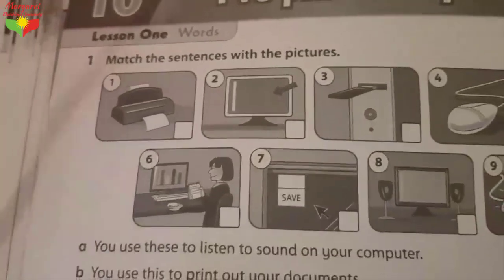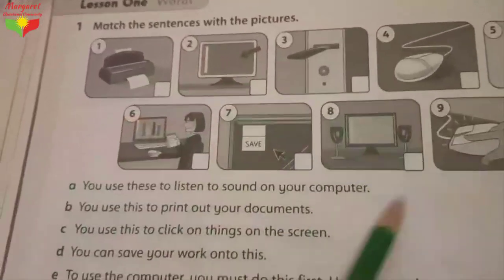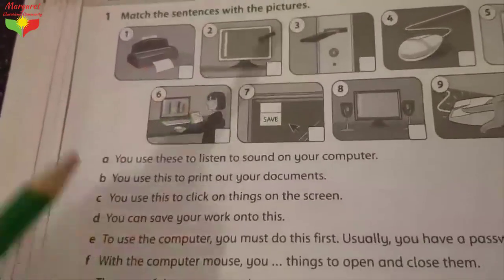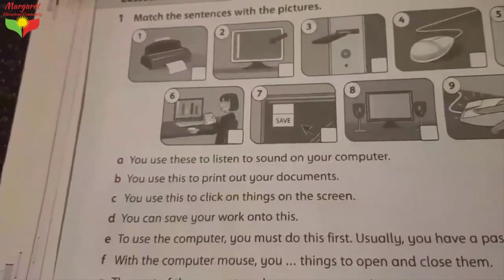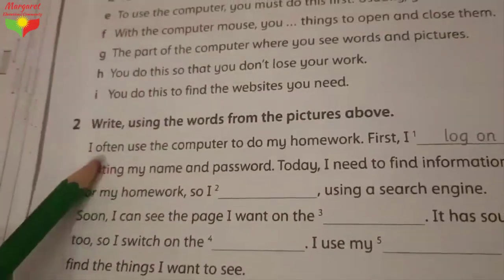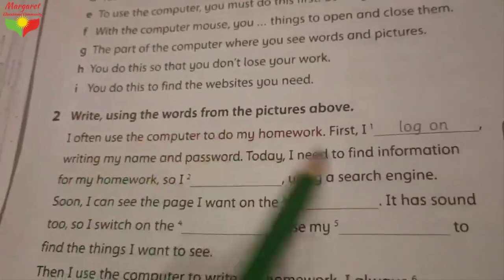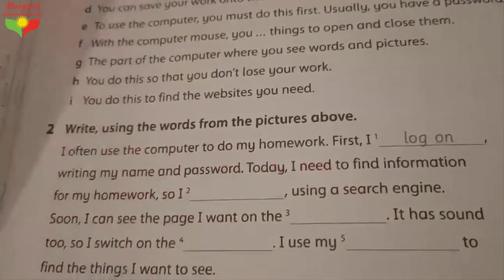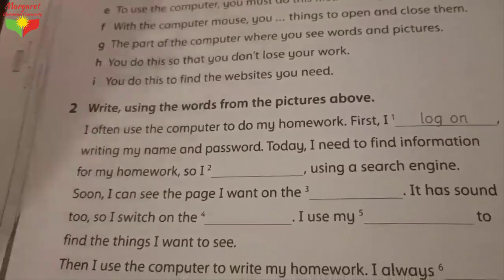The first exercise says match these sentences with the pictures. Here we have these pictures and we have these sentences. You have to match the letters to the correct picture. Okay, is it clear? And then if you come down here, we have this exercise as well. Write using the words from the pictures above. You have to read this piece of writing. Then you must put the words that we learned. And please, it's about meaning. It should be meaningful. Okay?